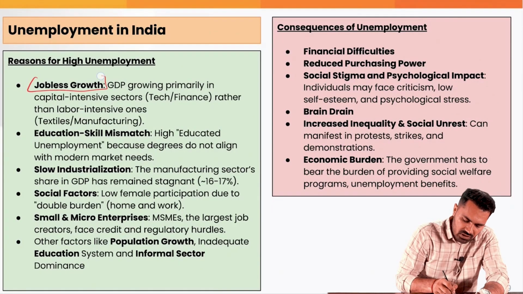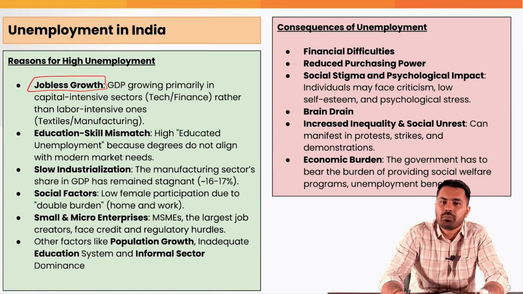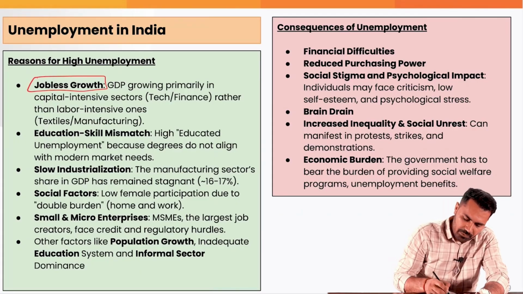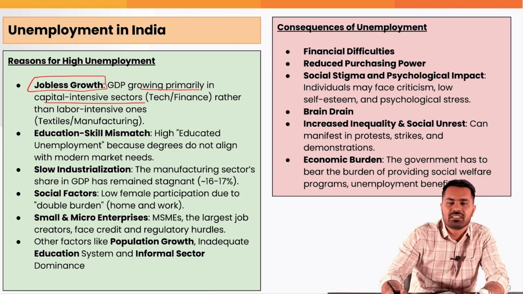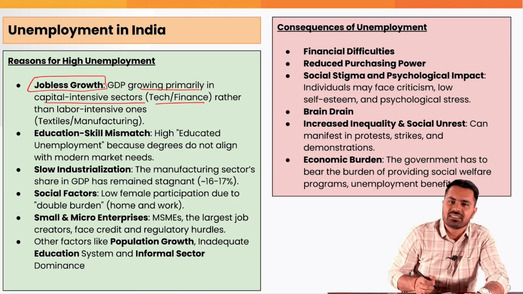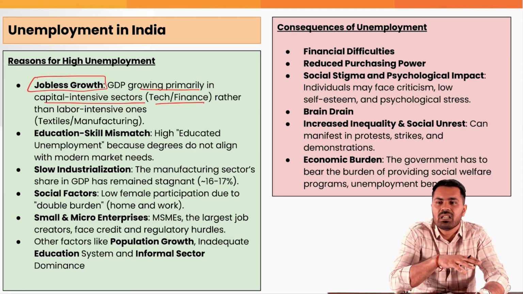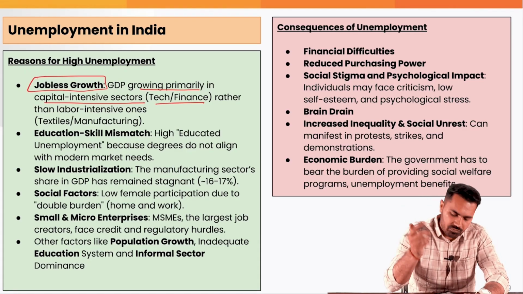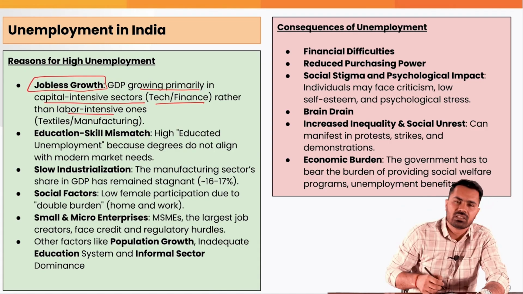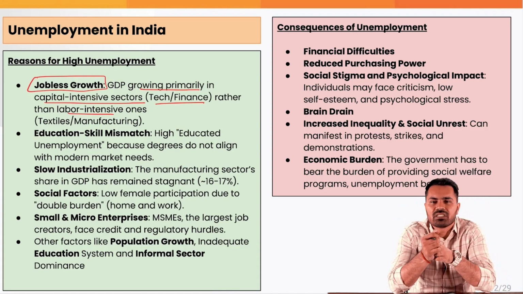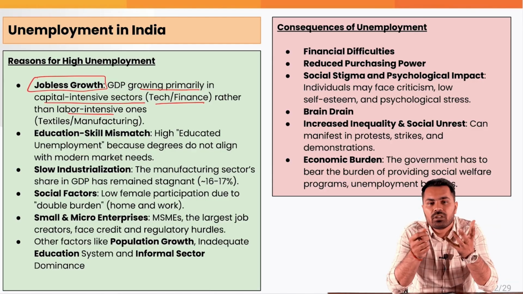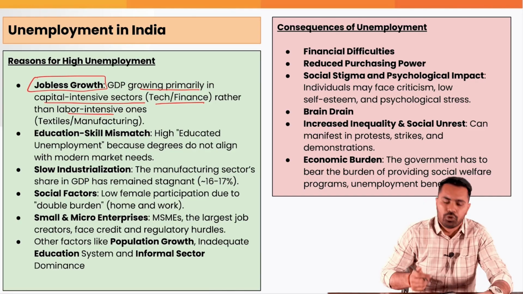Fine. Then we'll see some of the reasons for high unemployment in India. First is jobless growth, that GDP is growing. We are the fastest growing major economy in the world, but this GDP growth is not reflected in job opportunities. GDP grows primarily in capital intensive sectors, that means tech and finance sectors, which employ fewer people, so the GDP growth shown is high rather than in labor intensive ones. The labor intensive sectors like textile and manufacturing, their growth is stagnant. They are not growing very fast. If they grow very fast, a lot of people, your women also, will be employed in huge numbers.